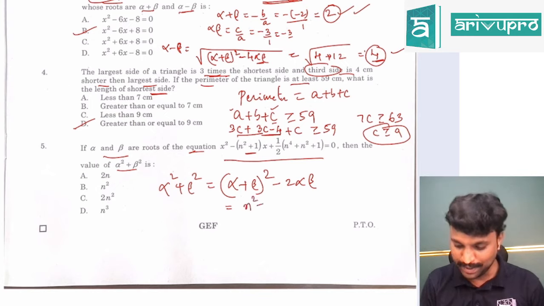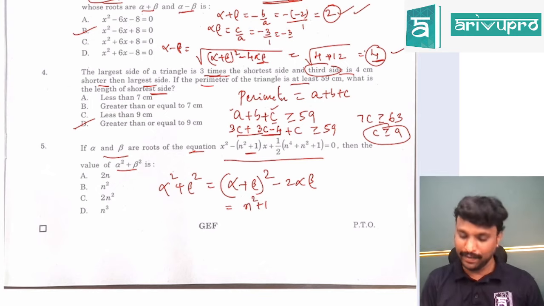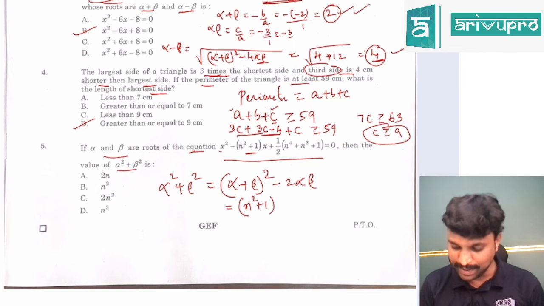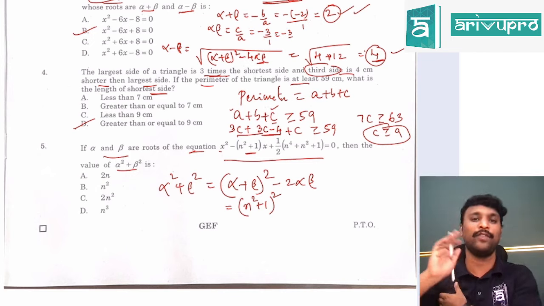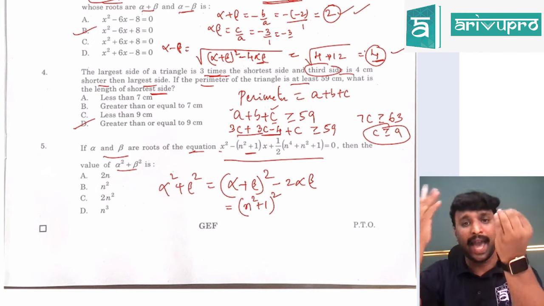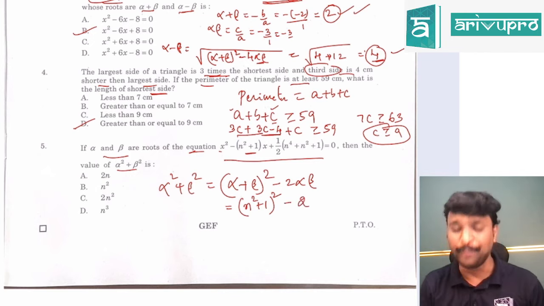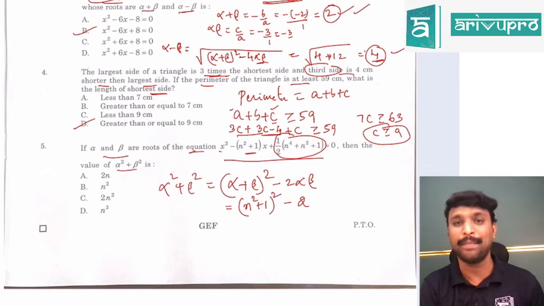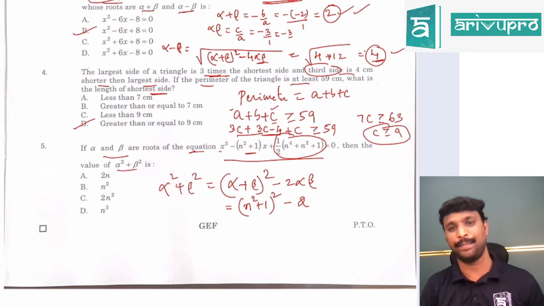So n square plus 1 is b divided by a. A is the coefficient of x square, that is 1. So this is alpha plus beta the whole square, right? Alpha plus beta is minus b by a, which is n square plus 1, minus 2 into alpha into beta. Guys, the constant term, c divided by a, is the product of the roots.